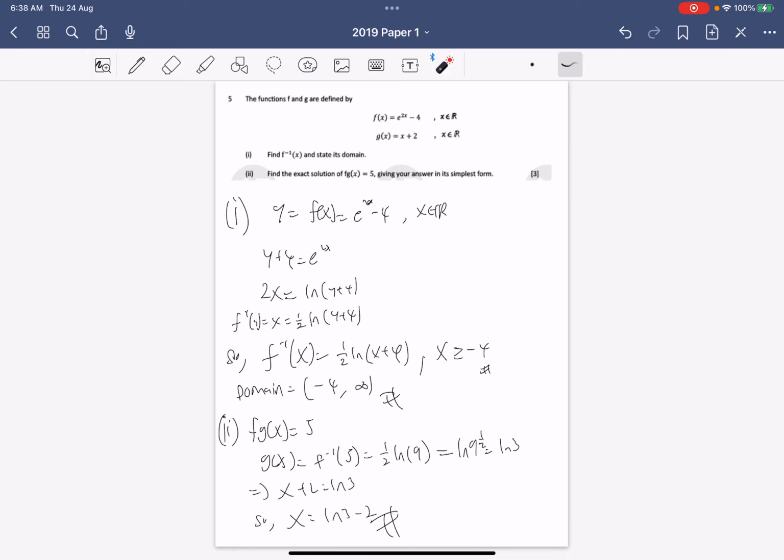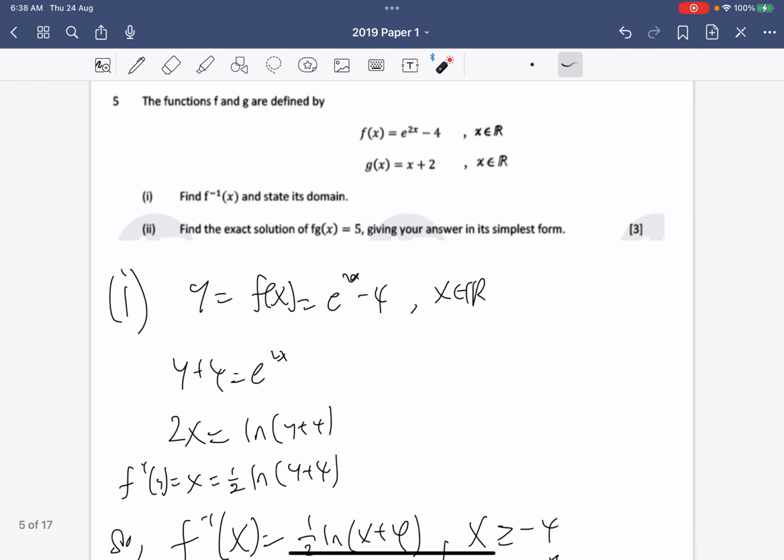Hi, in this video we'll be continuing the H2 Mathematics 2019 paper 1. We left off at question 4 and in this question 5, they give us two functions f(x) and g(x) and we're supposed to find f inverse x and state its domain.